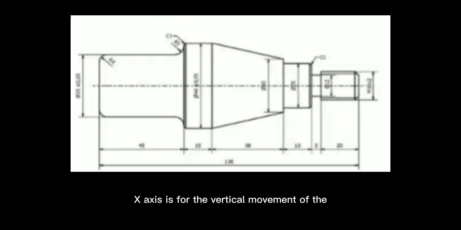X axis is for the vertical movement of the cutter, and the Z-axis is the length of the workpiece. So for example, in this picture we see that the length of the workpiece is 138 millimeters, so that is the Z-axis.